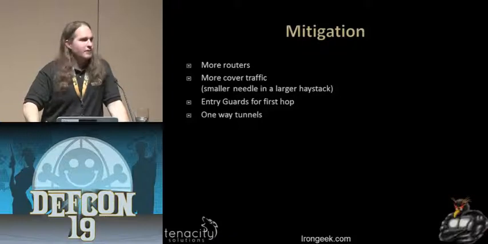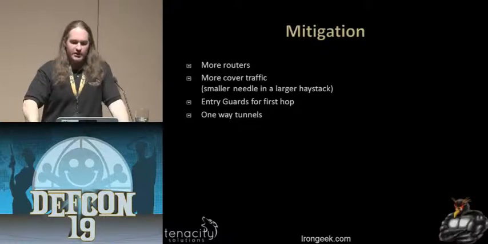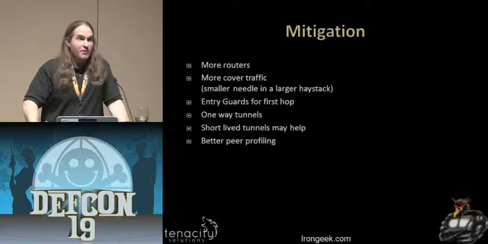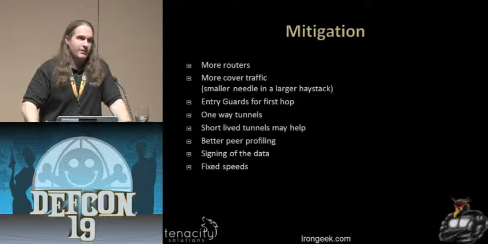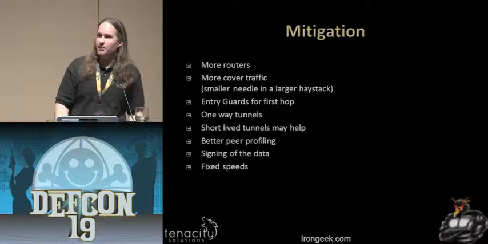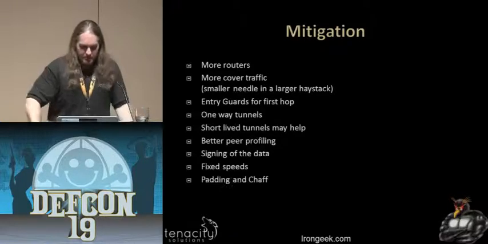One-way tunnels may also help somewhat. If your message is going out one set of nodes, but it's not coming back the same path, it should confuse some traffic analysis attacks. Short-lived tunnels may also help, giving people less time to profile. Better peer profiling to try to spot bad actors. Signing of the data, of course. And fixed speeds is another thing that's been proposed, to where someone only sends at a certain data rate. Of course, in low latency networks, this is hard to pull off. Not to mention various darknets are slow enough as it is, so if you limited how fast they could communicate, it would probably cause problems for people.